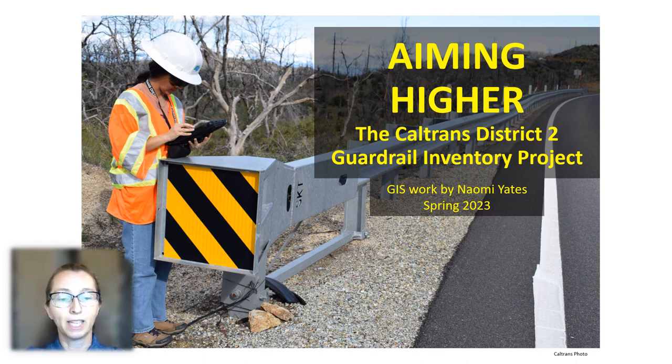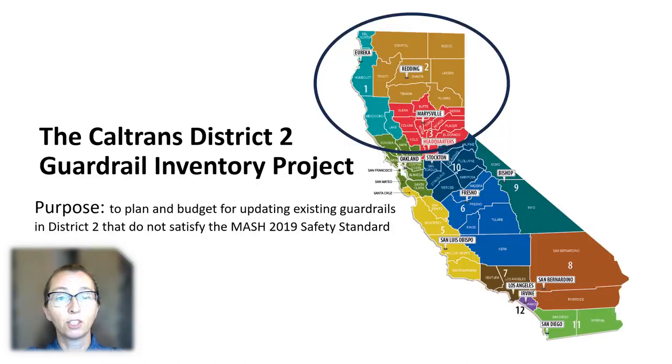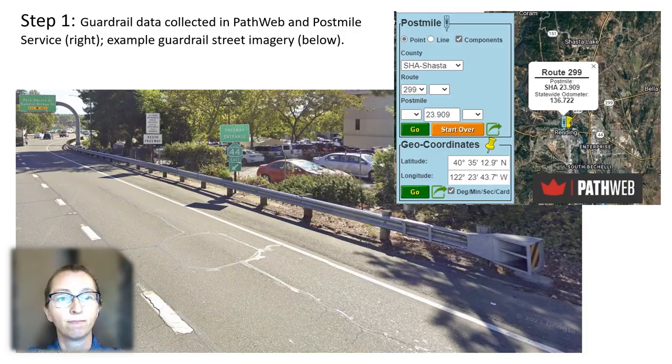My name is Naomi Yates, and the following is the Caltrans District 2 Guardrail Inventory project I was involved in from January to June of 2023. The project was undertaken in this 7-county region in Northern California as a tool to plan and budget for updating existing guardrails that do not satisfy the MASH 2019 safety standard for taller, stronger guardrail. There were 2 steps involved.